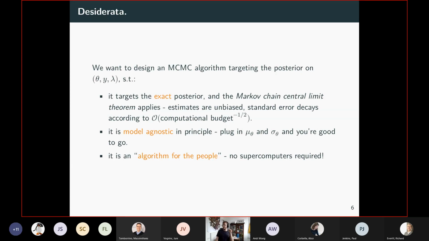explain by having unbiased estimates with respect to the true posterior, and we want the Markov chain central limit theorem to apply to the estimates that we get from that MCMC algorithm. And in particular, that means that the standard error is bounded above by the inverse square root of our computational budget. And this does not apply to common discretization methods.